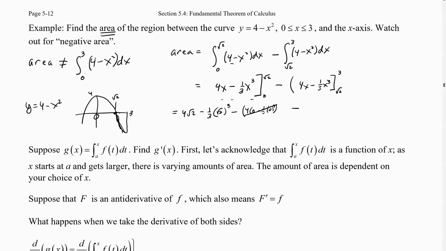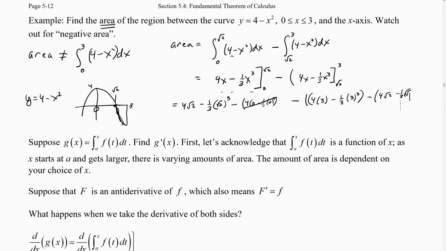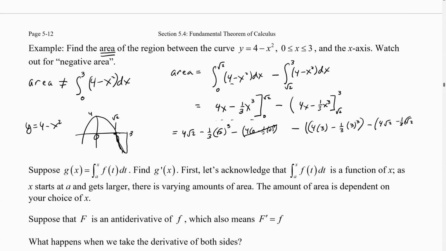Over on this side, I got to evaluate this first at the high end. That'll be 4 times 3 minus 1/3 3 cubed. That's my evaluation of the antiderivative at the high end. And let's subtract from that, evaluating it at the low end. 4 times root 2 minus 1/3 root 2 cubed.